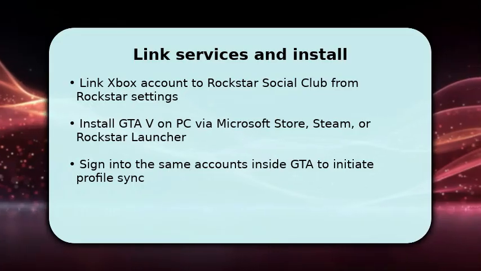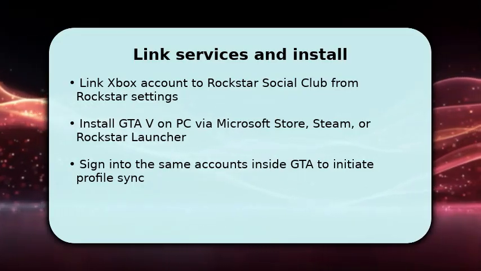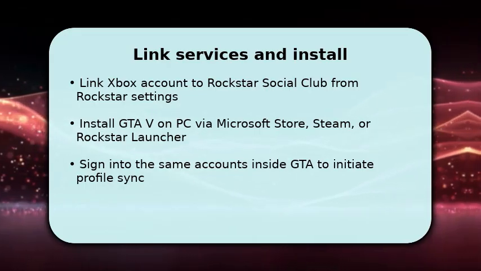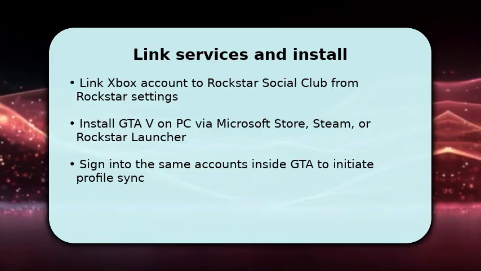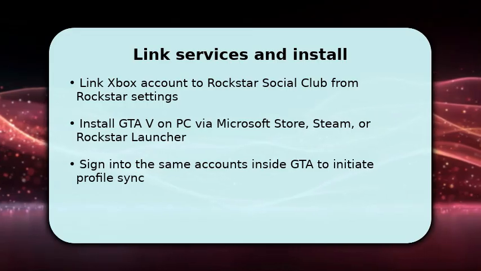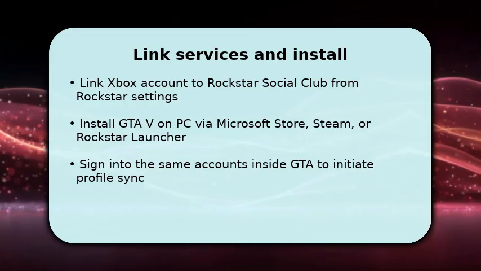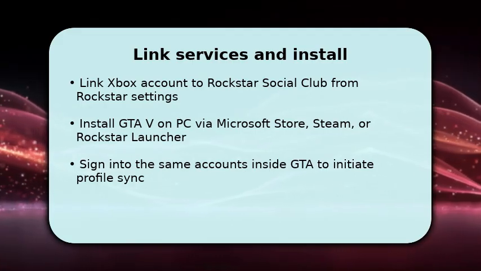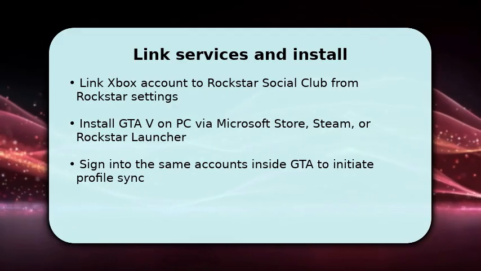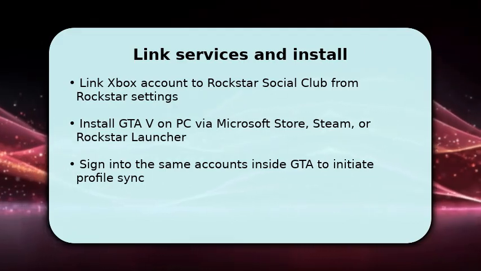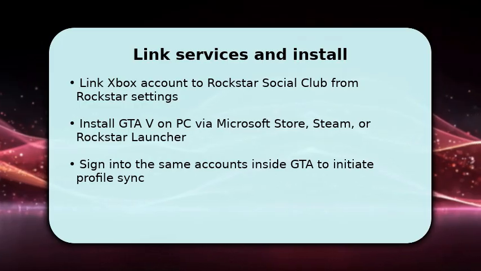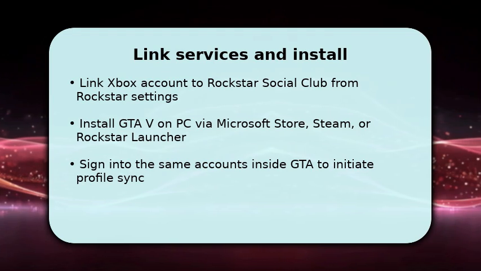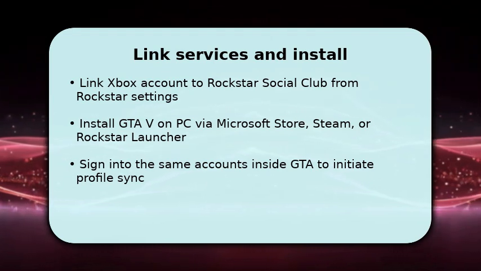Next, link your Xbox account to Rockstar Social Club, open Rockstar settings, choose account linking, and authorize the Microsoft/Xbox account. This is what ties your GTA Online progress to your profile. Then install GTA V on PC using the platform you own it on, Microsoft Store, Steam, or Rockstar Games launcher, and install any available updates. Once the game launches, sign into the same Xbox/Microsoft account and Rockstar Social Club credentials inside GTA.